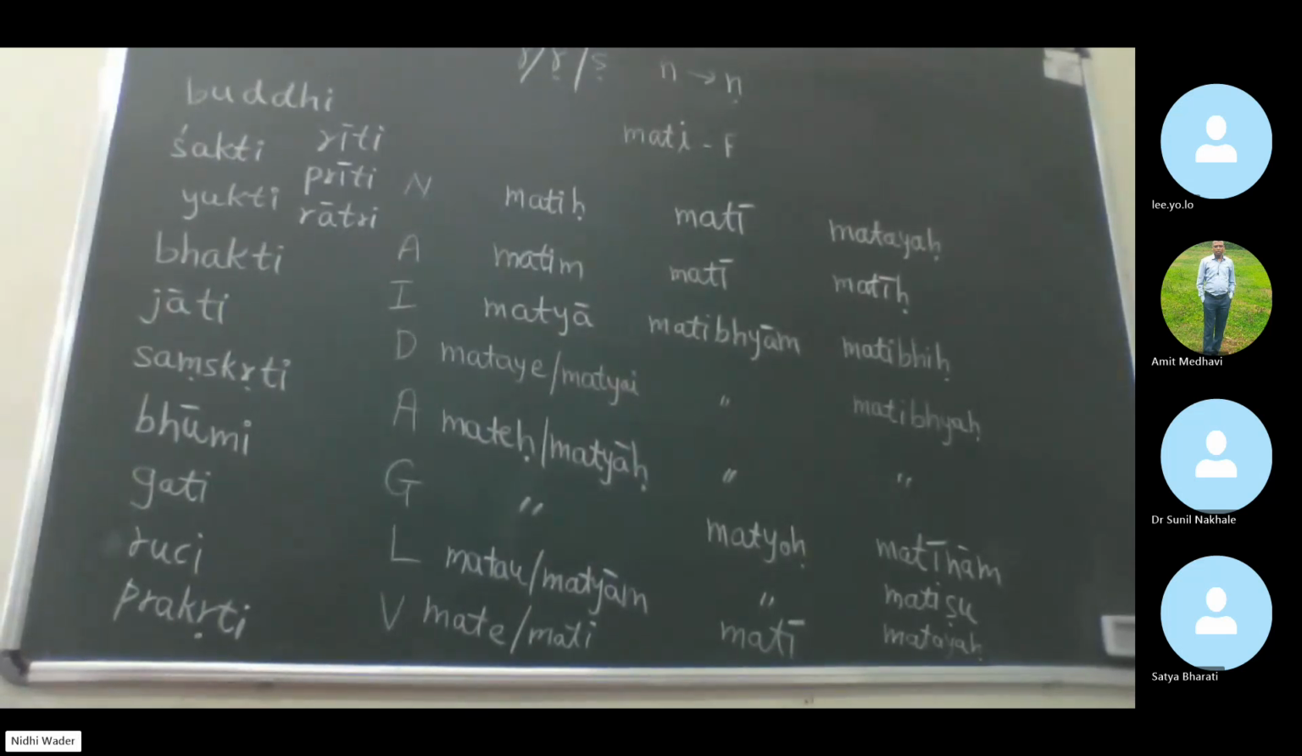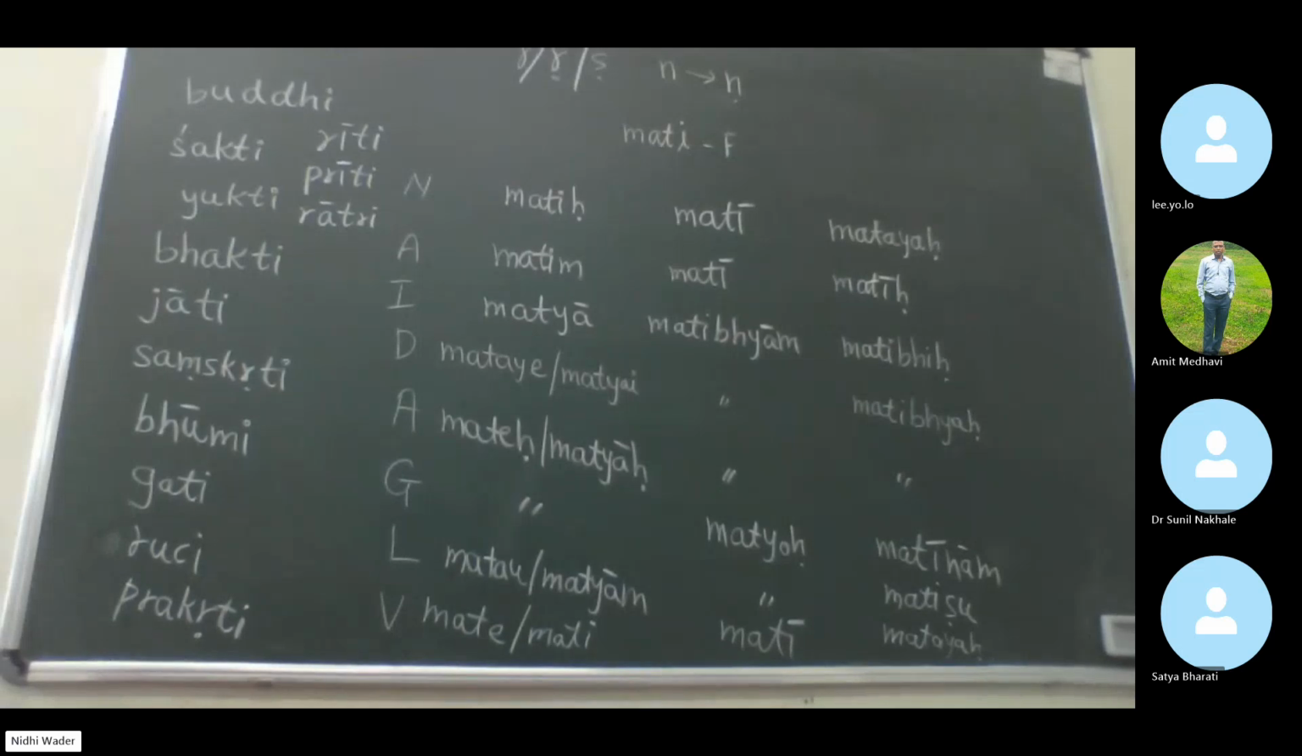Sanskriti. Culture. C-U-L-T-U-R-E, culture. Bhumi. Earth, ground. Country or land. Country or land also. Many meanings. Matru Bhumi is Mother Earth. So Bhumi.